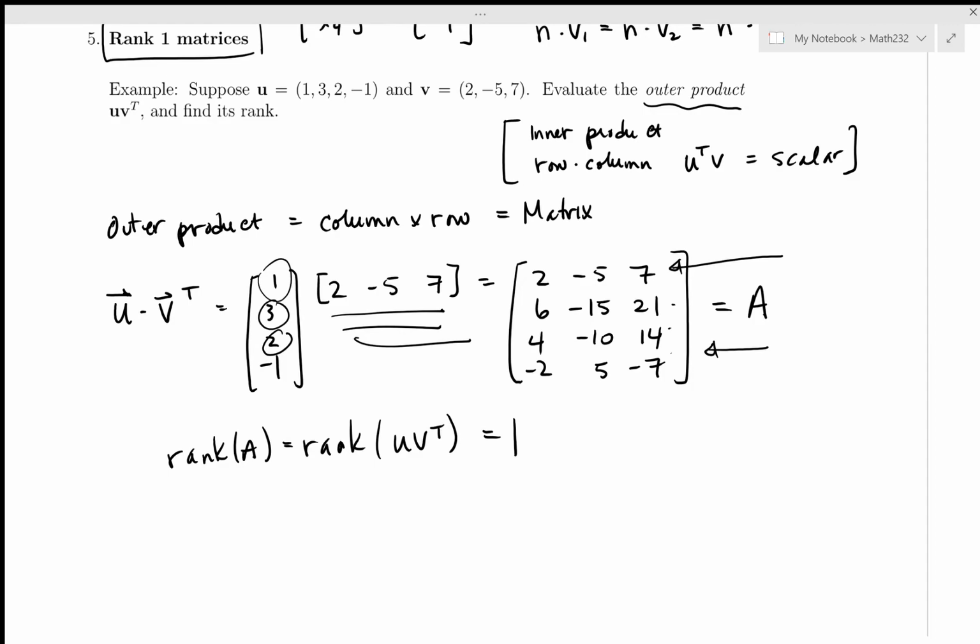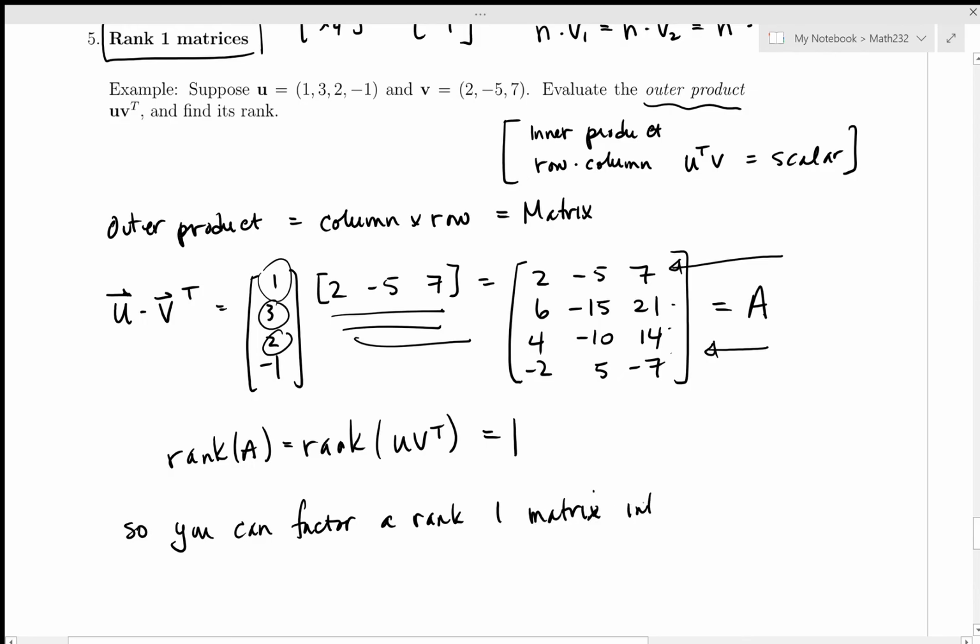So what this alerts us to is, should we get a matrix and observe that the matrix is of rank 1, then we can factor it into the outer product of two vectors. So I'm just going to make a note of that. You can factor a rank 1 matrix into two vectors whose outer product is equal to the matrix.